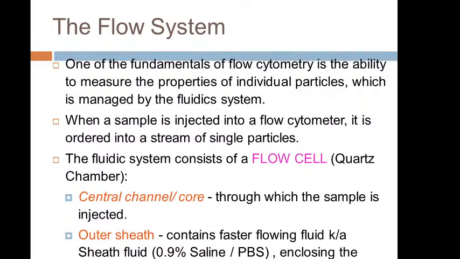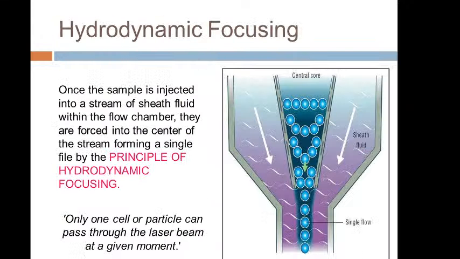One of the fundamentals of flow cytometry is the ability to measure the properties of individual cells or particles, which is managed by a fluidic system. When a sample is injected in a flow cytometer, it is ordered into a stream of single particles. The fluidic system consists of flow cells. This is the fluidic system. There are many cells, but only a single cell is allowed to pass. This is also known as hydrodynamic focusing.